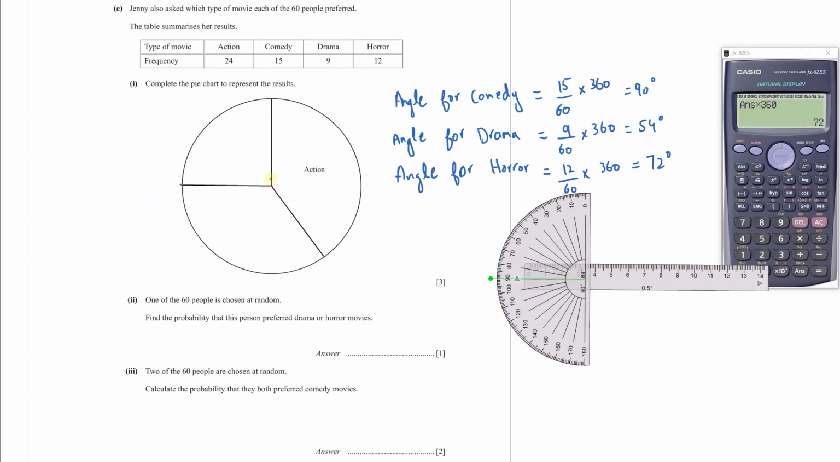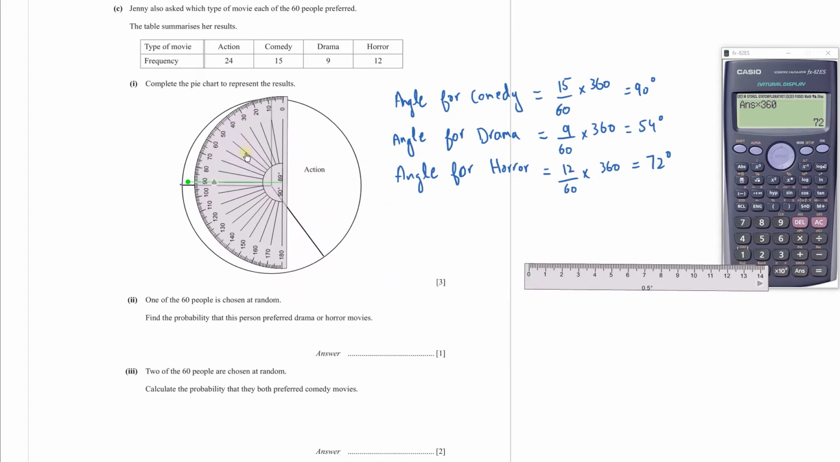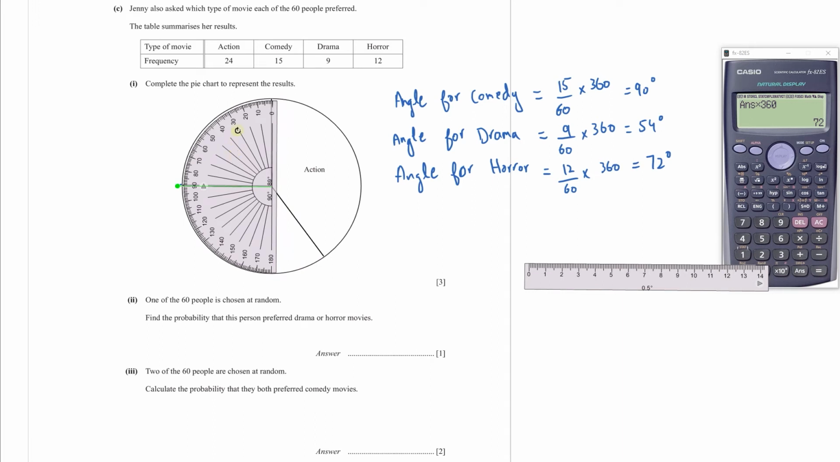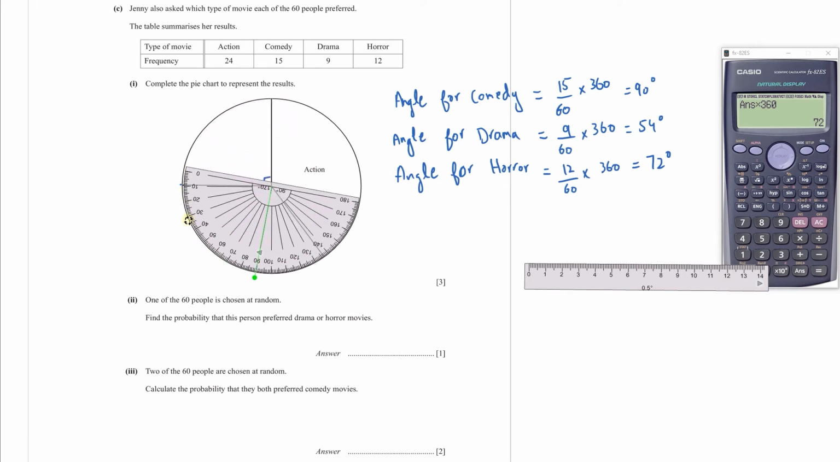So this angle here will be 90 degrees. And then the next one is 54 degrees. So let's start from this side again. And now this will be my 0 degree line. And so 54 degrees will be, this is 50, this is 55, and then this one is 54.